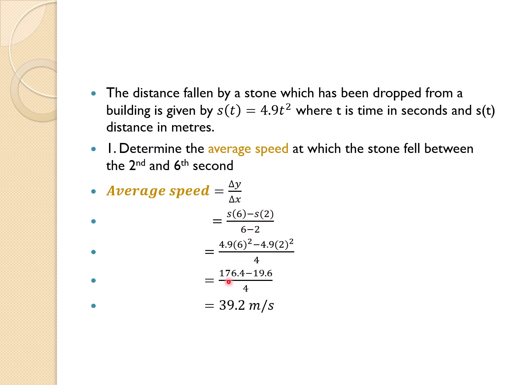So there I get 176,4 minus 19,6. 6 minus 2 gives me 4. If I divide by 4, my average speed would then be 39,2 meters per second. I could have also found the first derivative, 2 times 4,9 gives me 9,8t, and then substituted 2 and 6 and subtracted to get the average speed. Alright, let's look at the next slide.